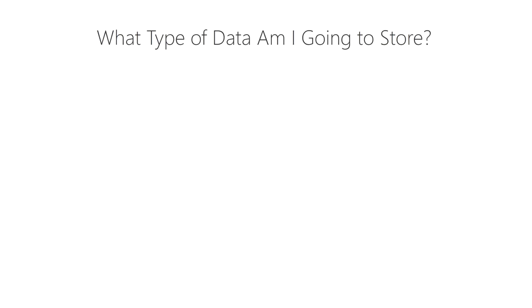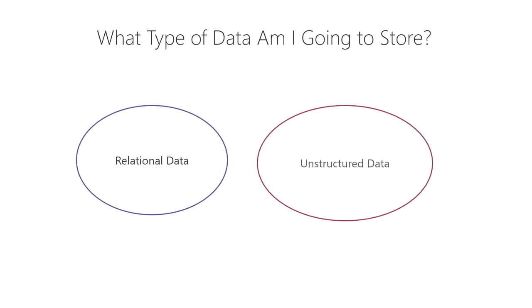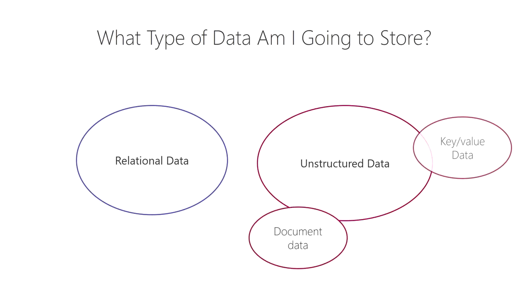And then the second question is, what type of data am I going to store? There are lots of data types. One is relational data. Another one is unstructured data. There is semi-structured data and all that stuff, but we're just going to stick to these for clarity and simplicity. And unstructured data, you have different types: document data, key value data, and graph data as well.